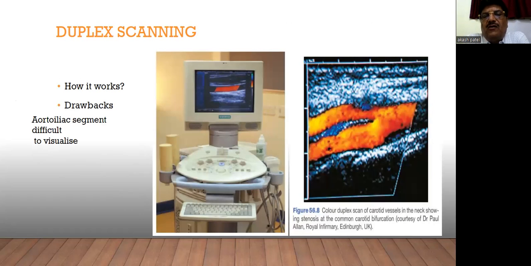Now, once you have done this and you have a good idea that there is a definite insufficiency, we ask for a duplex scan of the arterial system, in which an ultrasound machine is used and the images are seen on the screen. That can show you the stenosis and flow of the blood, and also any ulcerations or stenosis in the arterial wall. Like in this picture, you can see a stenosis at the common carotid bifurcation.